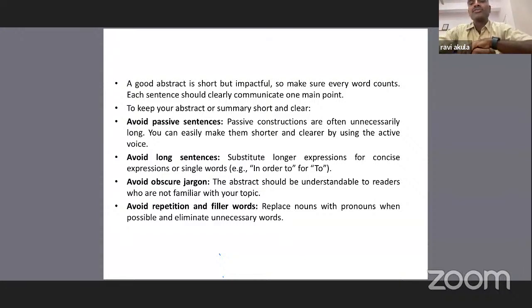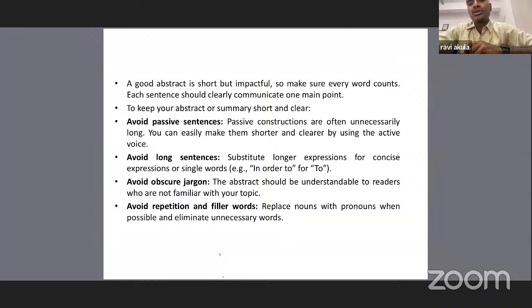Avoid passive sentences. Usually we know passive sentences will be lengthy. So unnecessarily it occupies more space. To avoid that lengthy jargon, it is better to use active sentences instead of passive sentences, and avoid long sentences. So substitute the longer expressions with concise expressions or single words.